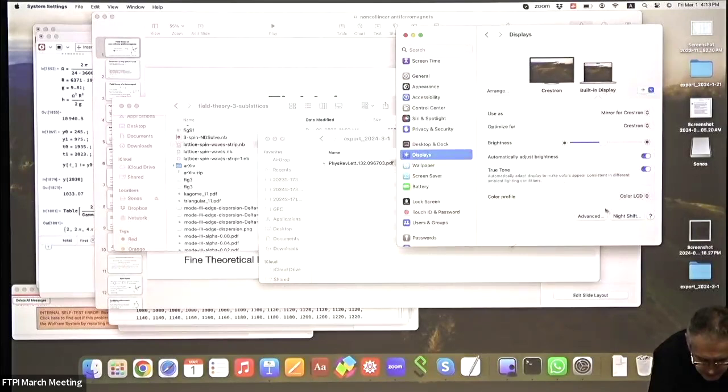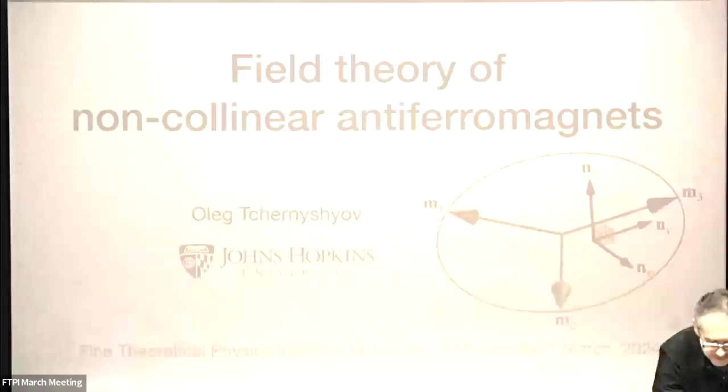Trying to switch off the mirroring. You can't do it in the mirror. Okay. I think it works.